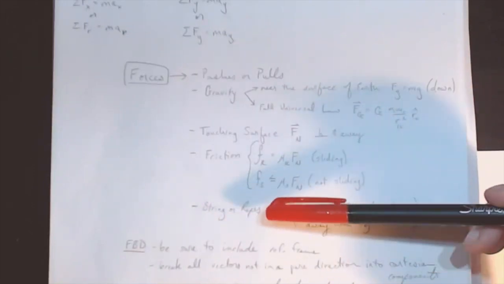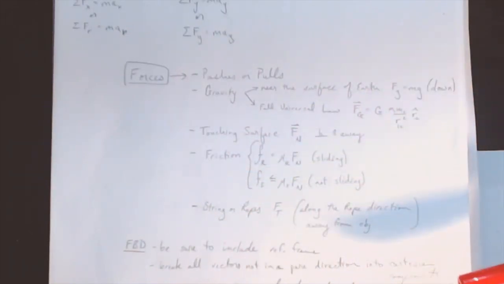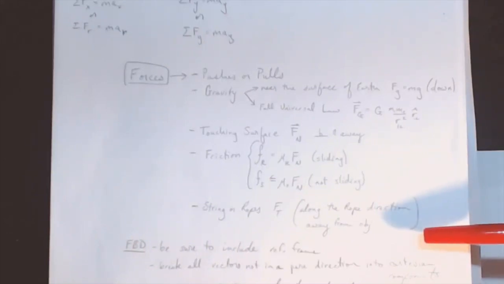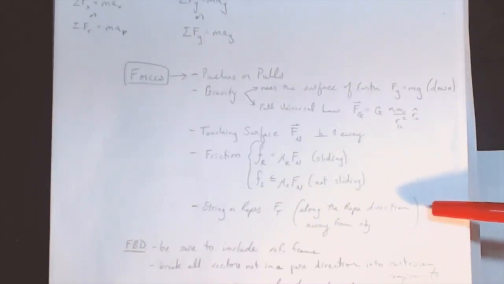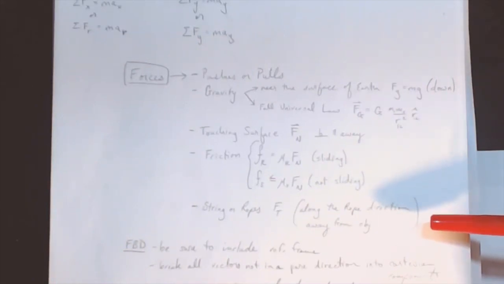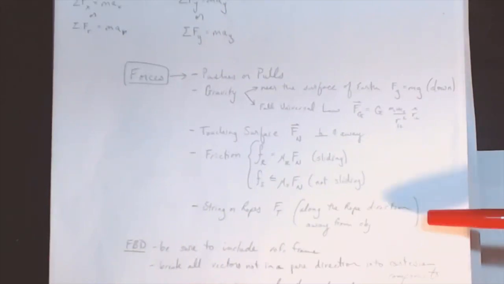If you have ropes or string, you want to make sure you include a tension. That tension would be along the rope or string and in the direction that is with respect to the object. So you're drawing the rope into the picture in your free body diagram. And always point it away from the objects because ropes can only pull.